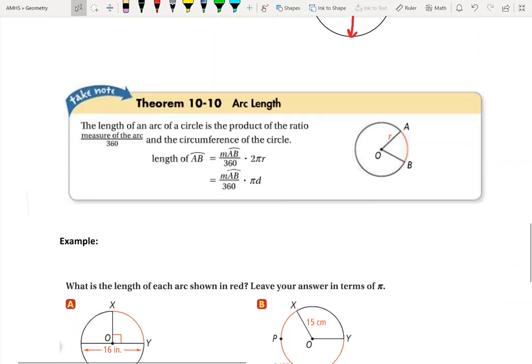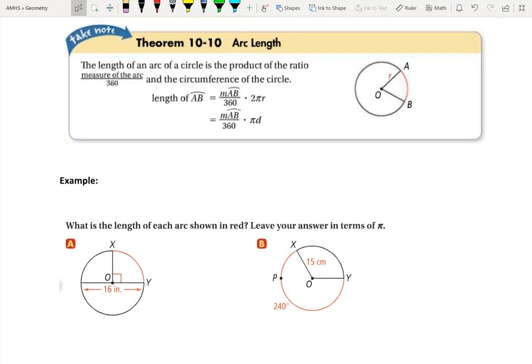Our next idea is the length of an arc, which is just part of a circle. What we're going to do is figure out how much of the circle we've got. So if I take the measure of the arc and divide it by 360, that tells me the portion of the circle.